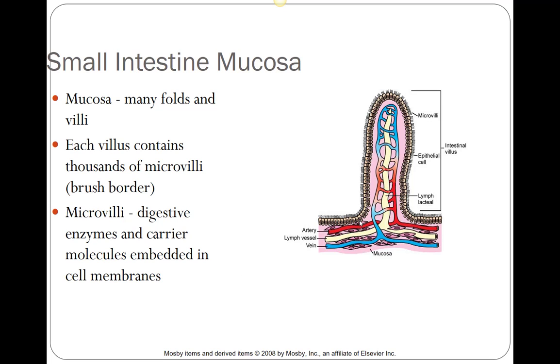New cells are actually started right down here at the crypt. The crypt is where all your stem cells, or your germ cells, start. And as they divide, new cells start pushing up against the older cells up here at the very tip of the villus.